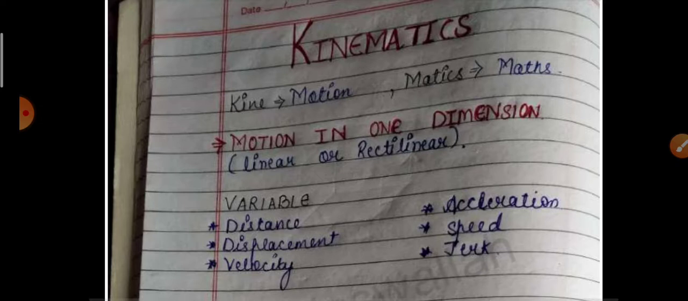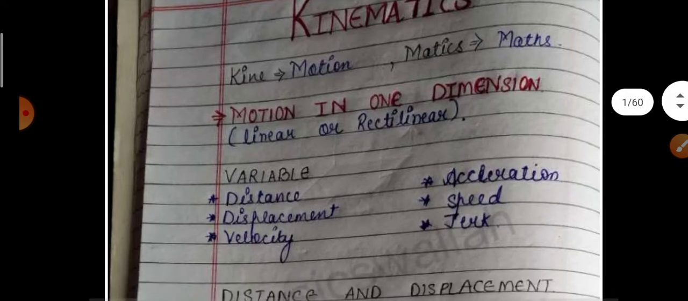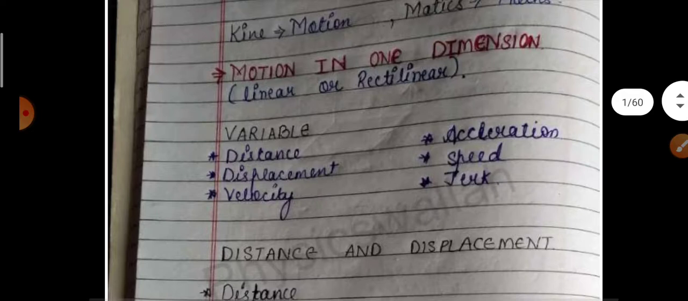Okay. So there are some variables in this chapter. The variables are distance, displacement, velocity, acceleration, speed, and jerk. We will discuss them one by one. So first, what is distance and what is displacement? The definition of distance is the length of actual path covered by a body in a time interval is called distance.